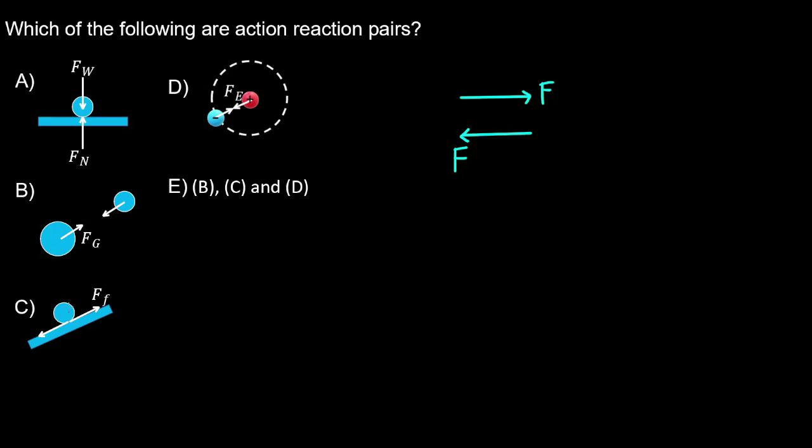And in part C, the friction force exerted by the ground on the ball is equal and opposite to the friction force exerted by the ball on the ground. So C is also correct. And D is also correct because we have the same electrostatic force that's equal and opposite between the two charges. So E is the correct answer.